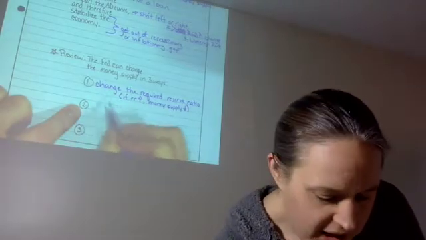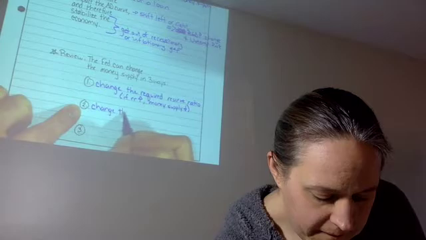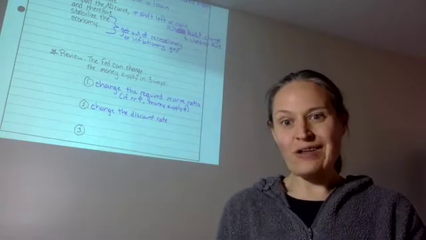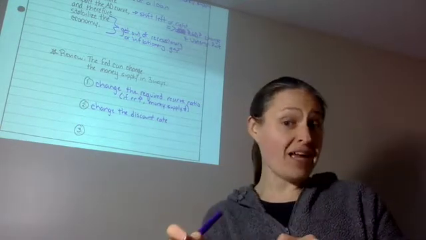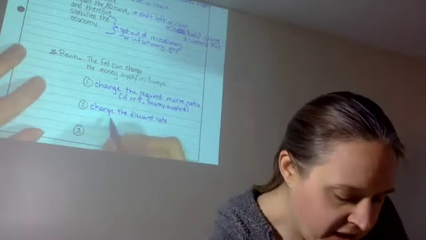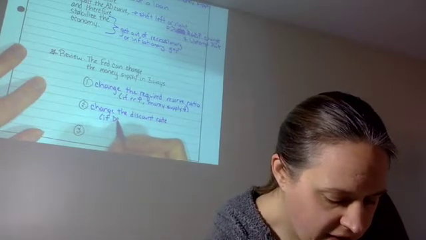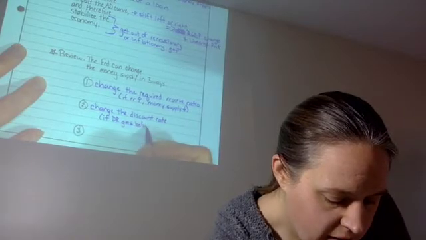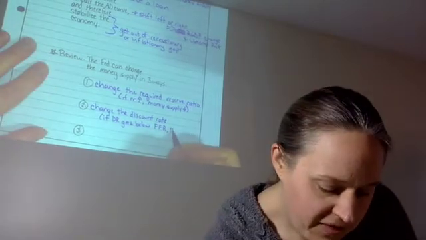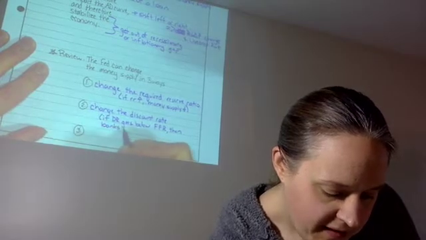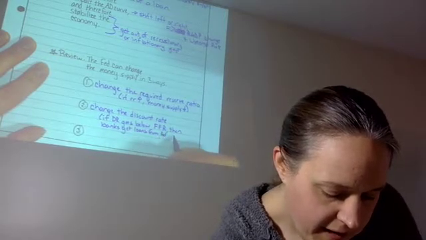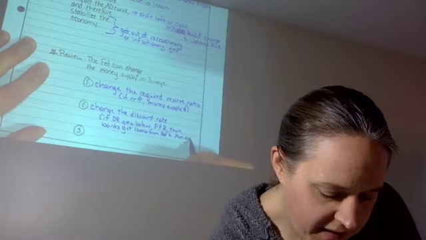All right, number 2 tool is that they can change the discount rate. The discount rate is the interest rate that the Federal Reserve charges to a bank. So if a bank needs a loan, they can go to another bank for a loan, or they can go to the Federal Reserve. So if the discount rate goes below the federal funds rate, the interest rate that banks charge each other, then banks get loans from the Fed and the money supply goes up.